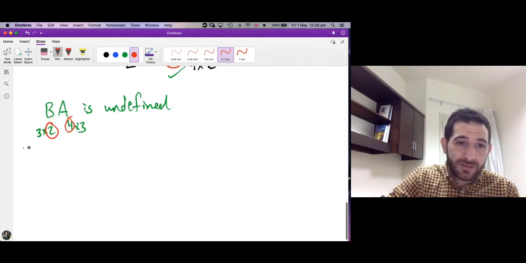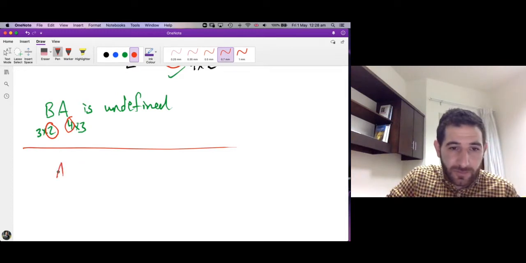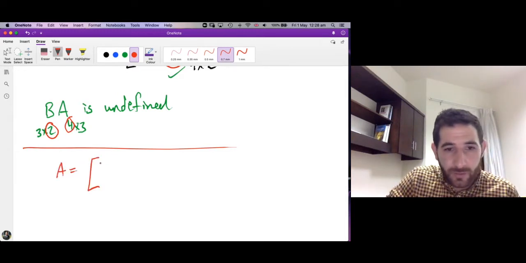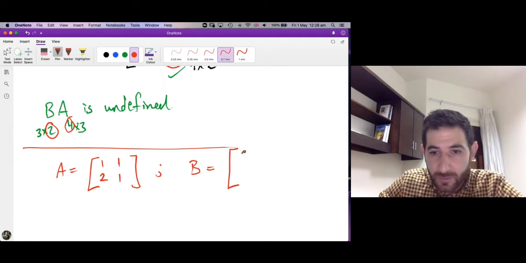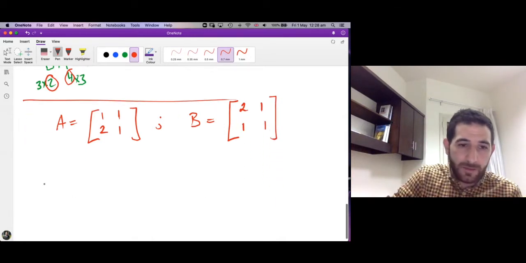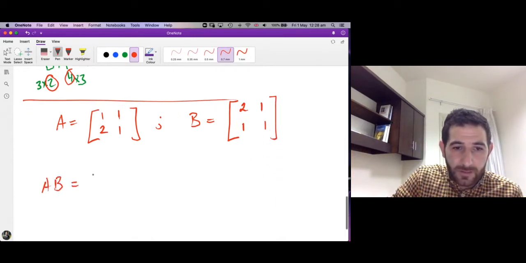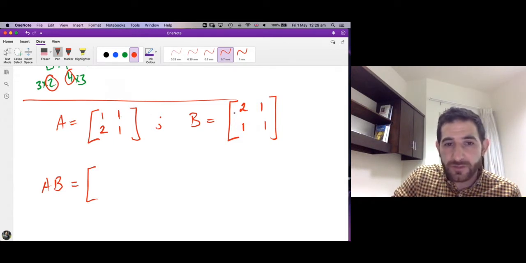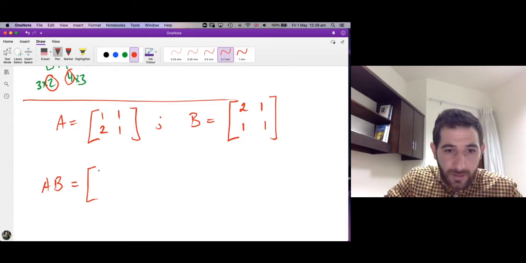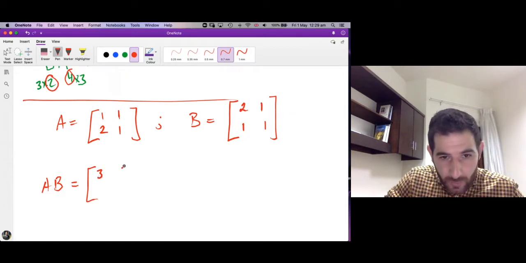Okay, let's have another example on multiplication. So suppose A is the 2 by 2 matrix 1, 1, 2, 1, and B is another square 2 by 2 matrix, 2, 1, 1, 1. Okay, now let's compute AB. To get the first entry, you look at the first row of A and the first column of B. So 1 times 2 is 2, plus 1, we get 3 here. You keep doing this and you get 2 and then 5 and then 3.